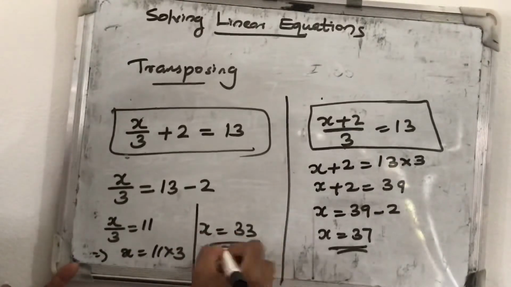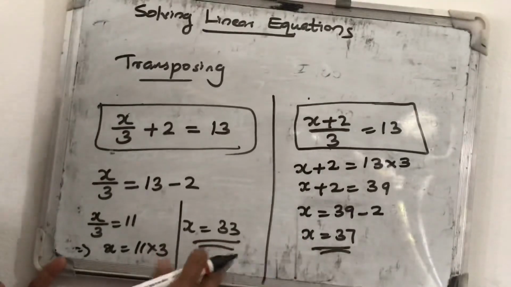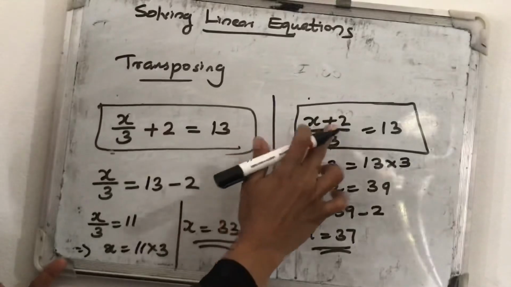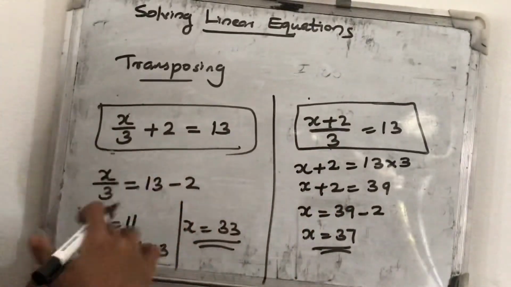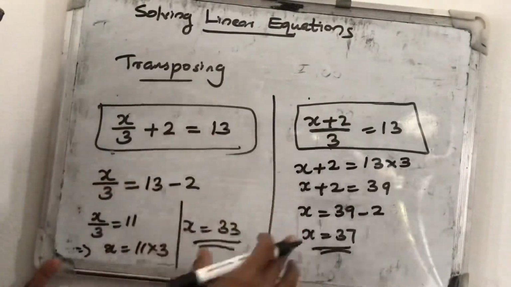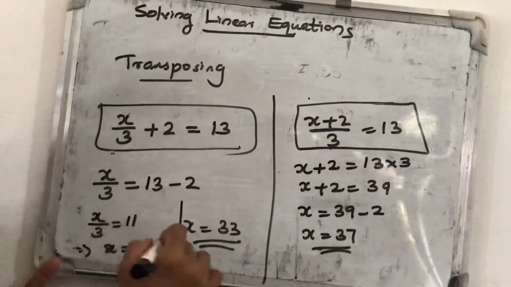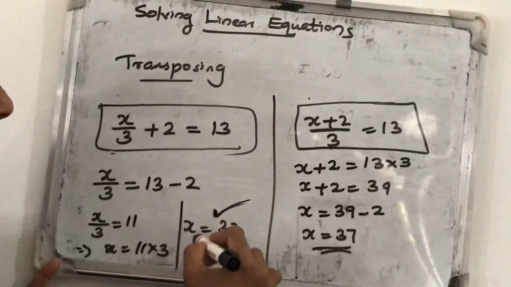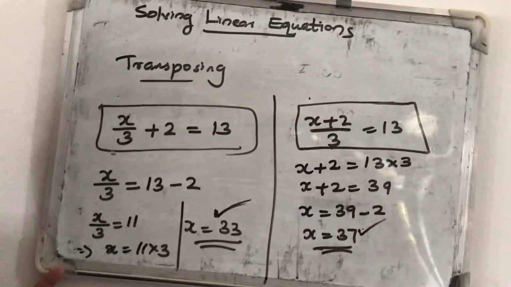From these two examples, you can see we got different values for x, with the same numbers. Here x by 3 plus 2, here x plus 2 by 3. So in this case, we want to take care how we transpose and do this type of question using these two methods. Clear? So here the solution we got is x is equal to 33. In this case, we got x is equal to 37.